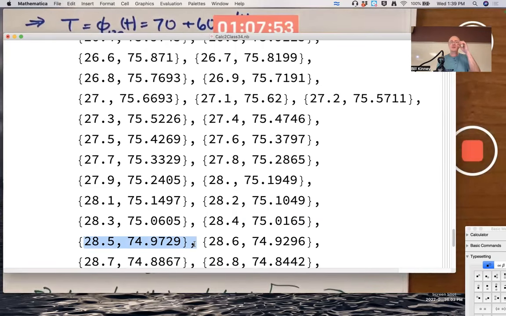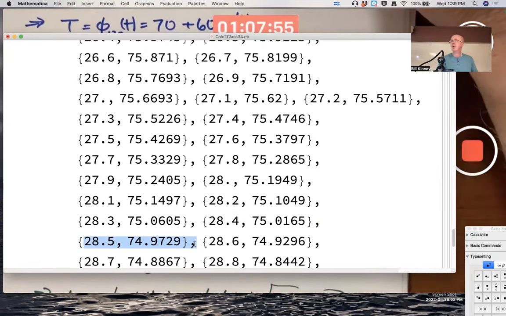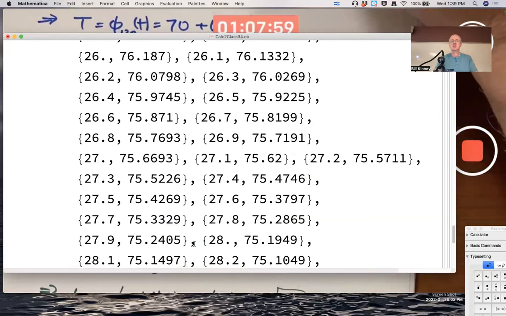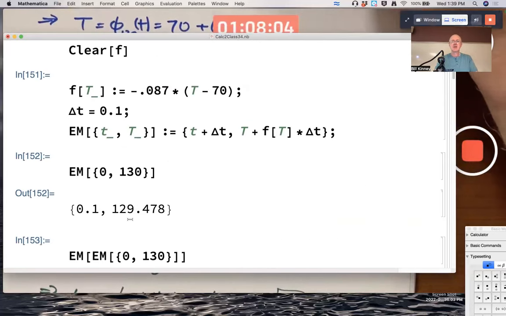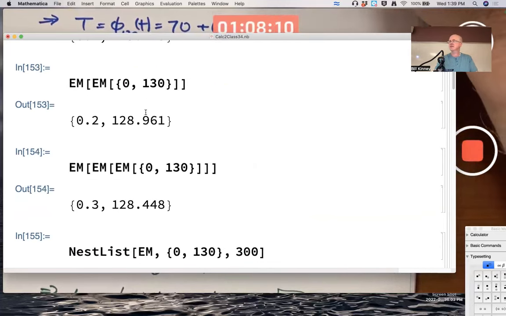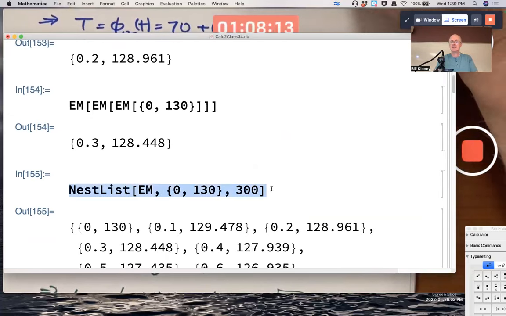Okay, so I will share this notebook with you after class. I will assign one thing where you need to use this kind of code. Just re-enter. All you need to do is change this function, change delta t if I ask you to change delta t, but then everything else is the same. Use NestList in the end.